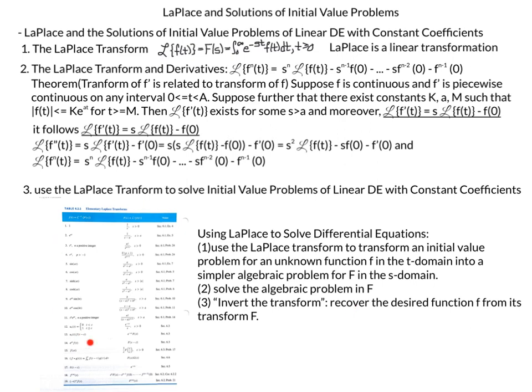There is a way to invert the transformation, but to do that you need some complex analysis, and not just complex numbers, but you need to know how to integrate complex functions in the complex plane. So we're not going to do that, but we're going to do this by table, and I will show you how to use this table.